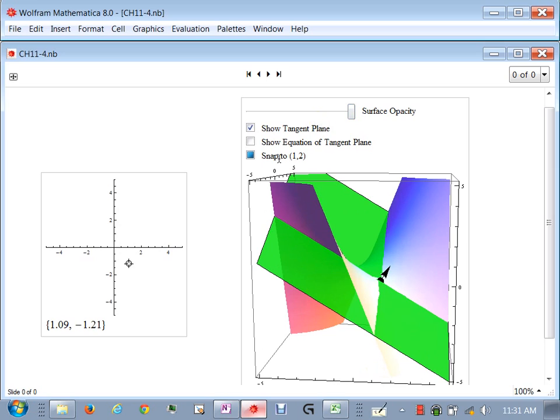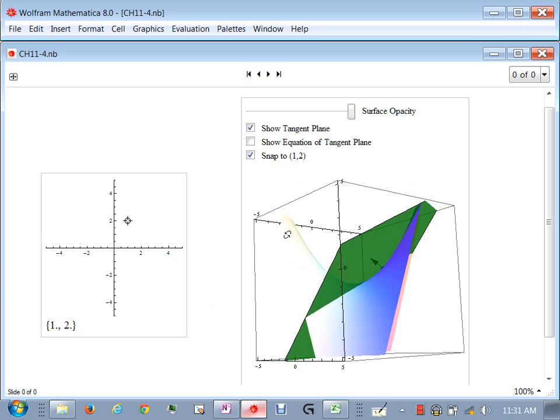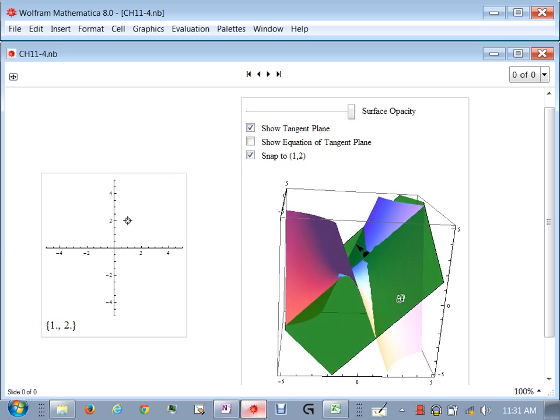I want to know, if I go exactly to the point with x coordinate 1, y coordinate 2, the z coordinate will be 1 when you plug in the x and y. Plug in 1 for x, and 2 for y, into the function, and you'll get 1 out. So at that point, what's the equation of that plane?